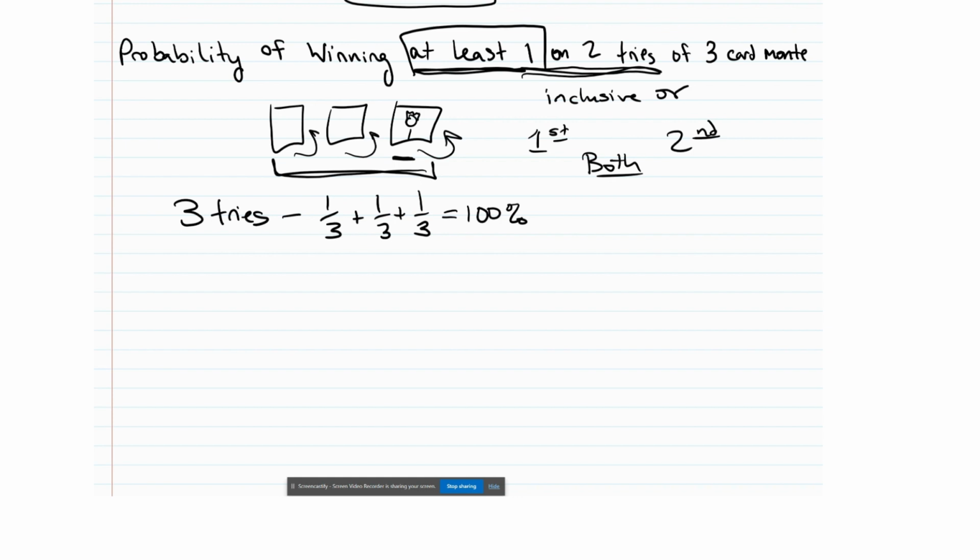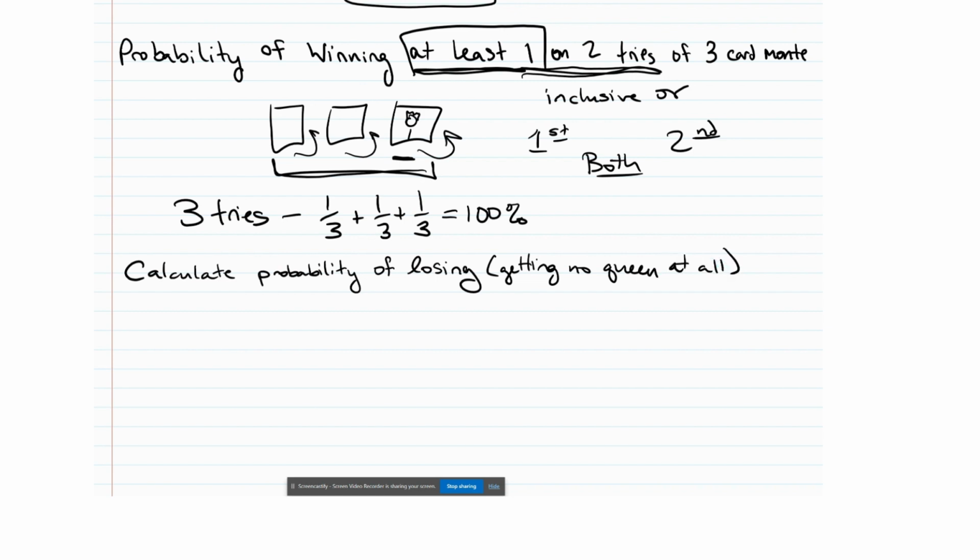So what can we do? Well, what's clever about this problem is what we really can do is we can calculate the probability of losing. And so losing is getting no queen at all. And then we subtract that from 1. Right? So it's 1 minus our loss probability.